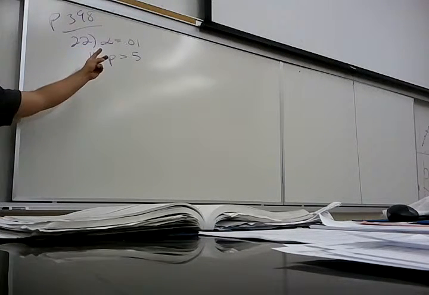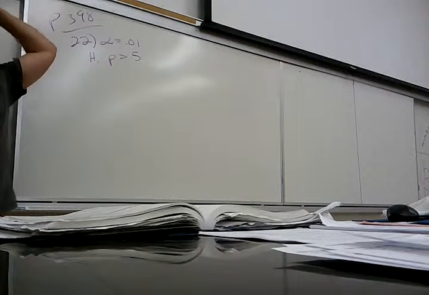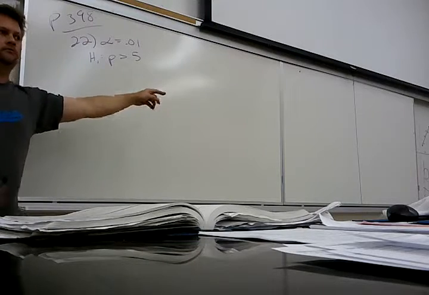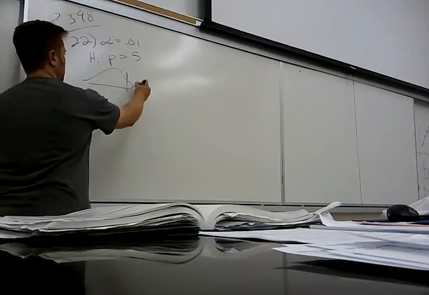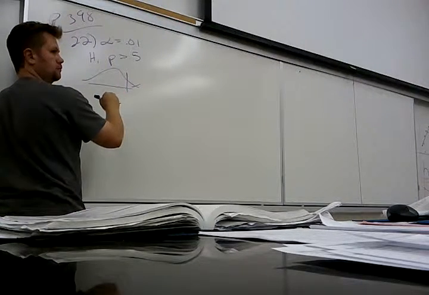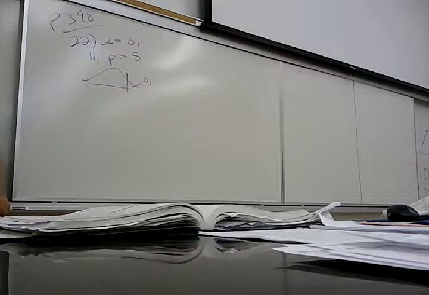So how many tail tests would this be? Why? Because it's greater than. Because it's greater. I only care about samples that are up there. So right now I can draw it. So how much area is in here? 0.01. I don't have to split it between two tails. There's only one tail.